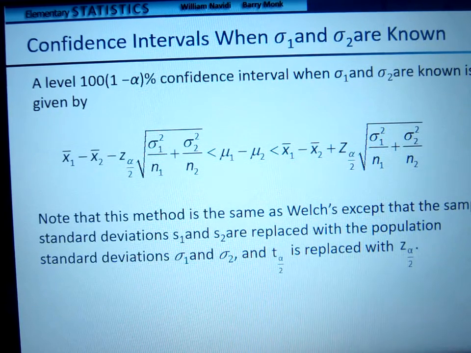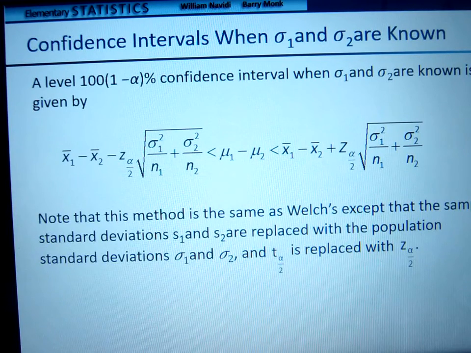Now, they also note that this is the same as Welch's, except that the sample standard deviations are replaced with the population standard deviations, and that t alpha over 2 is replaced with z alpha over 2.